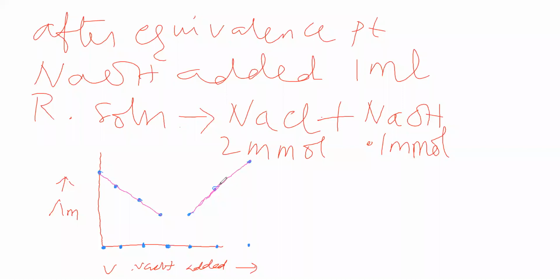If you do titration in the lab using indicators, we will get the end point. If you do conductometric titration, we will get the equivalence point. Now we want the equivalence point. How do we find the equivalence point from this graph? That we have to see.